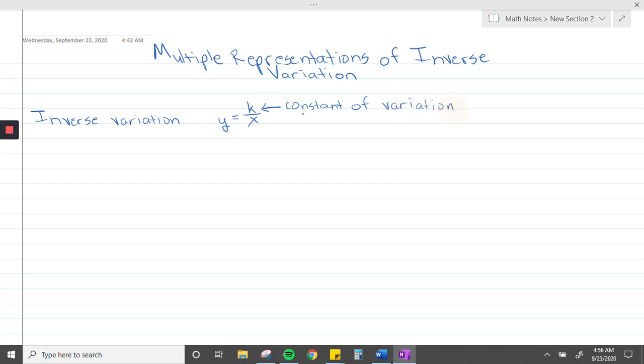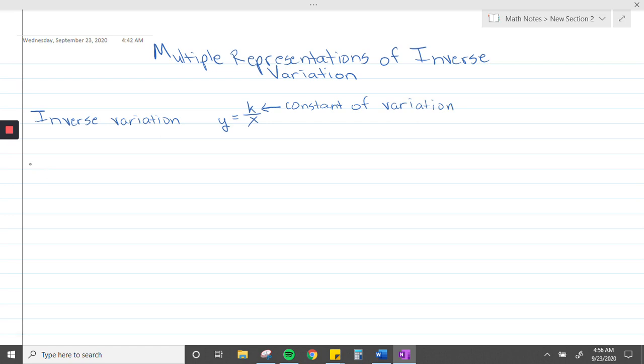So whenever we see an equation that's y equals 3 over x, or y equals 17 over x, y equals negative 5 over x, that's an inverse variation equation. Y equals some number over x, and the number over x is called the constant of variation.